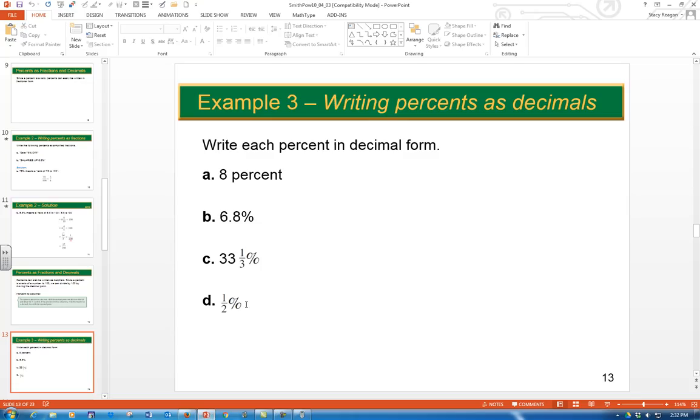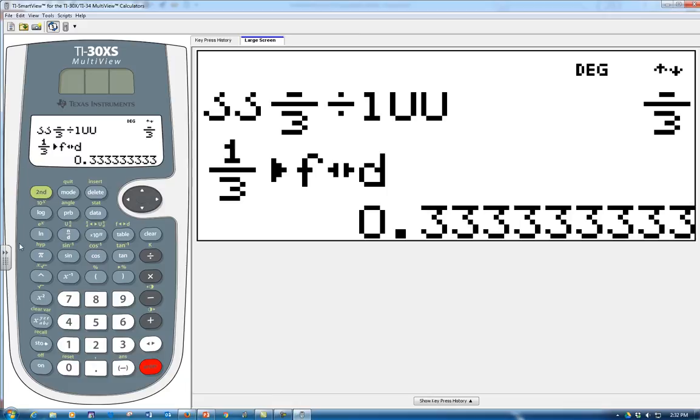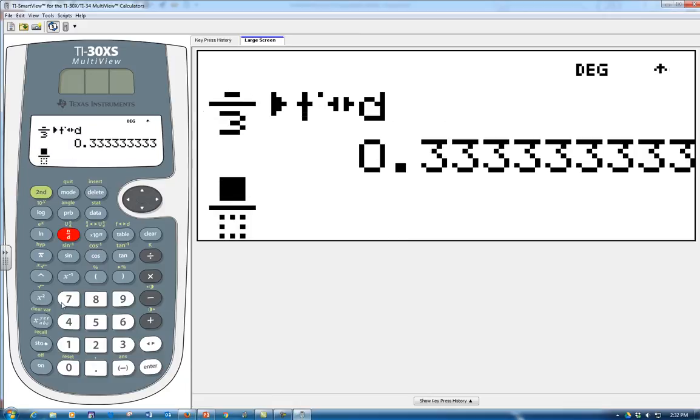A 0.5%, I would put 1/2 in there. So my fraction key, 1/2 divided by 100.